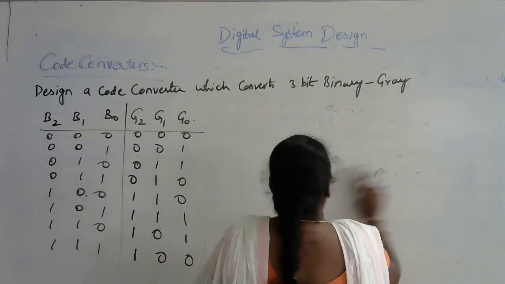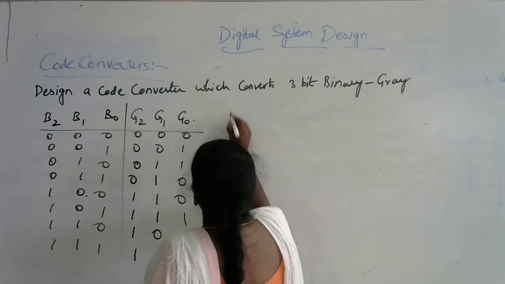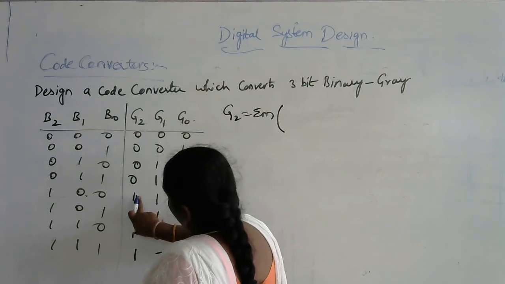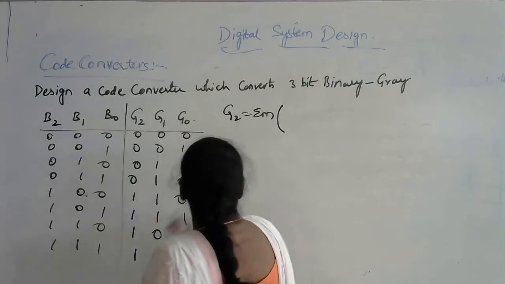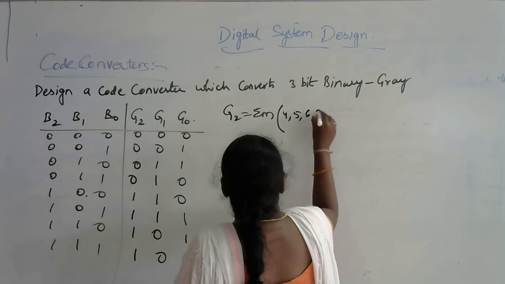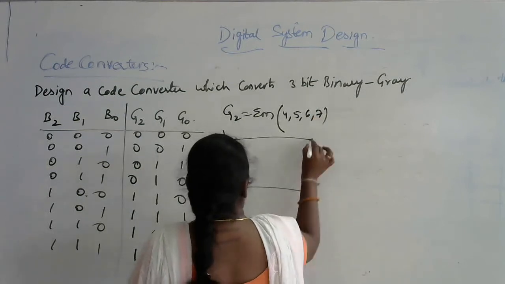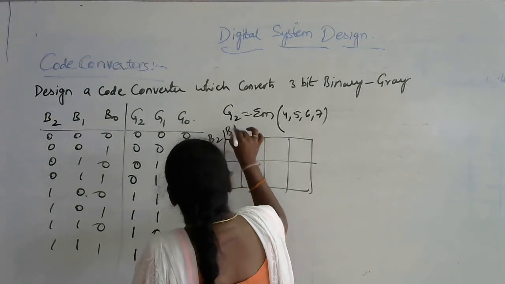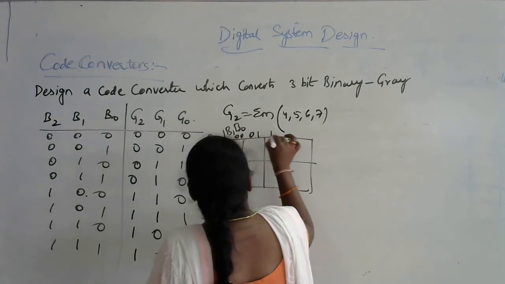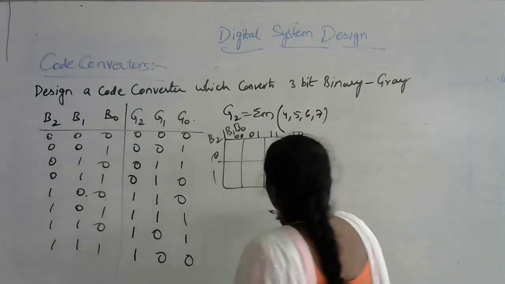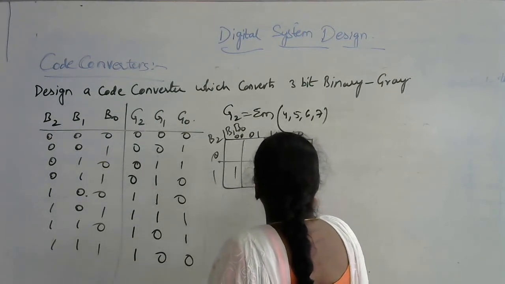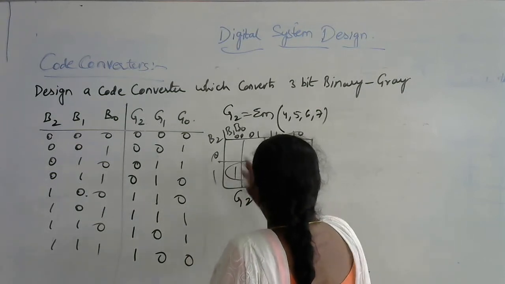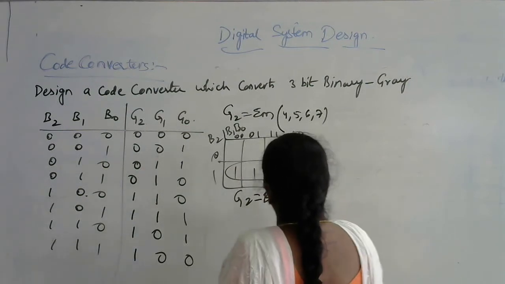Now we need to write down the expressions for G2. G2 is equivalent to sigma m of the numbers for which we have ones. This is 4, 5, 6, 7. So sigma m of 4, 5, 6, 7. Draw the three variable K map. This is B2, B1, B0. 0, 0, 0, 1, 1, 1, 1, 0, 0, 1. Inputs are 4, 5, 6, 7. So you will be getting this as a quad. So the resultant for G2 is all these will be cancelled out, left over with B2.